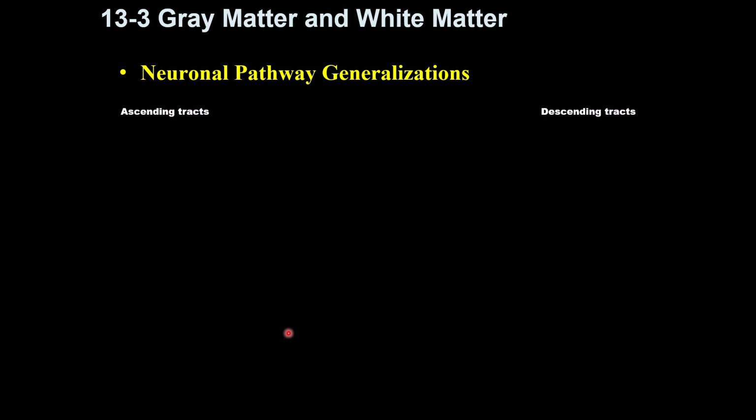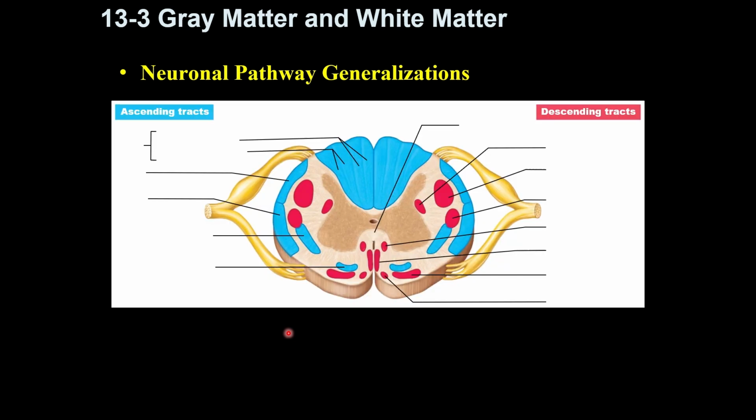So let's talk about the tracts here. You can see that it is divided into two different colors. In reality it's not like that, but just for representation you can see it like that. So ascending ones are the sensory, and descending ones are the motor ones. So let's talk about the sensory ones.